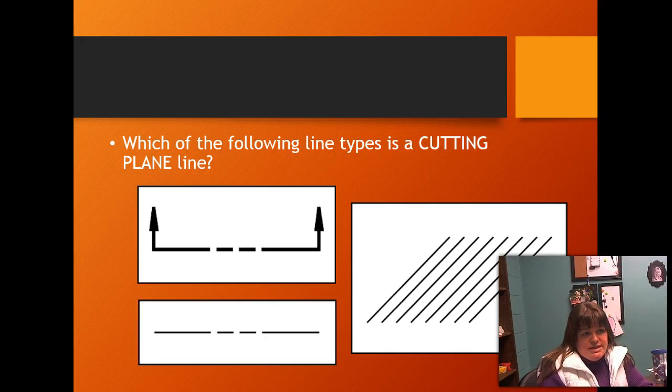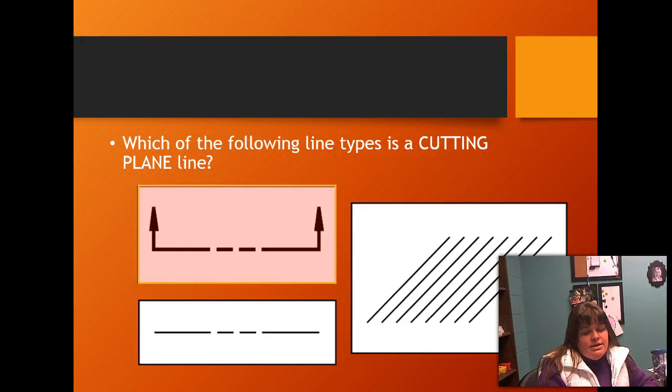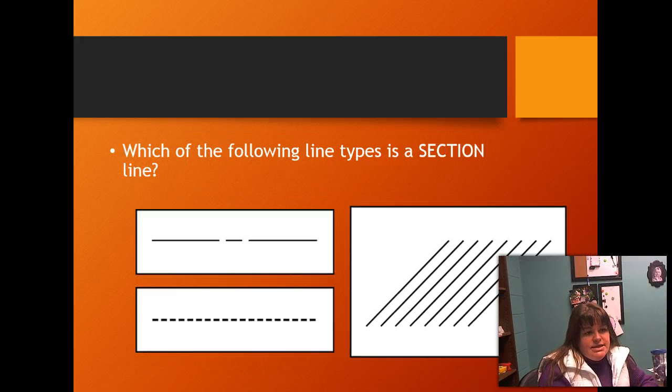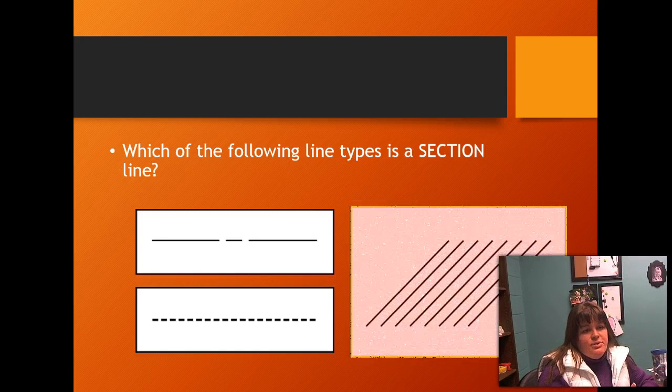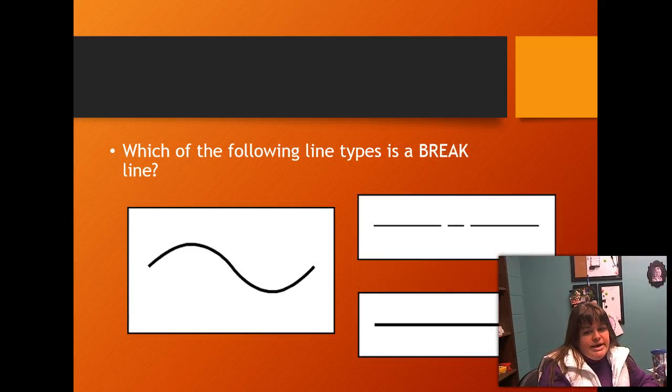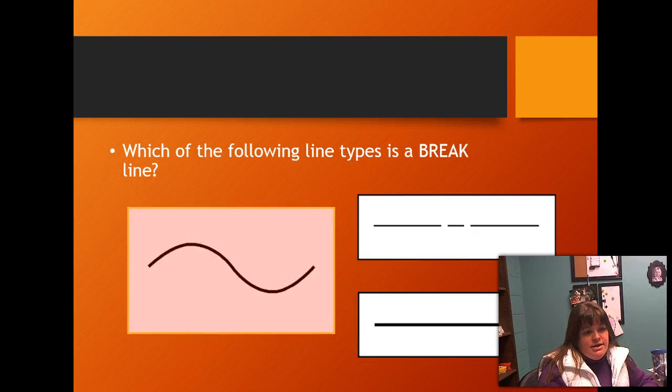Which one of those represents a cutting plane line? So remember, a cutting plane line shows us which direction we would cut through something, and then it also has arrowheads. So it would be that one in the upper left. That's our cutting plane line. The next one is section lines. Those show us where some material has been imaginarily cut through. And again, those are at the 45-degree angle lines there on the right. How about a break line? Well, the break line is typically arcs, so that would be the one there on the left.